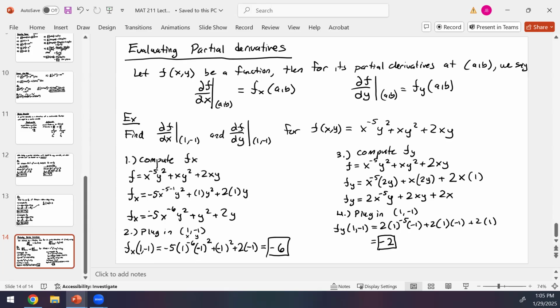So in this problem, we just calculated partial derivatives, and then we learned how to plug in a number, right? And that is just something you're going to do in pretty much any problem that has to deal with partial derivatives in this class.